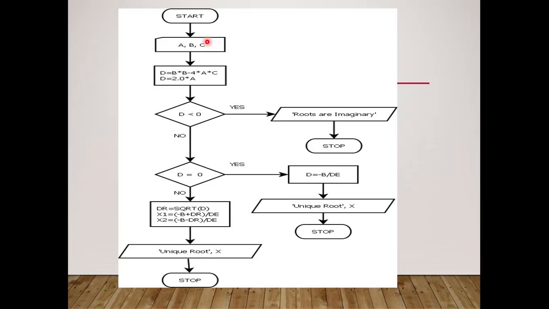And in the square root term there is b square minus 4ac. So what we'll do, we will just assign it d, and in the denominator we have 2a, so 2 star a, we'll consider it as de. So this is not d, this is actually de. Then we'll go to the next process. So next process we will check the condition.